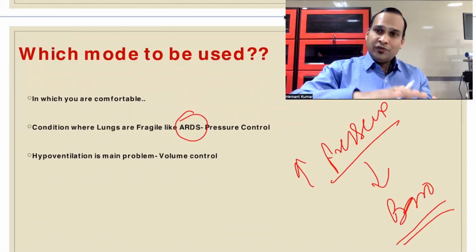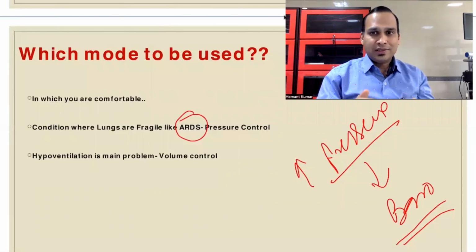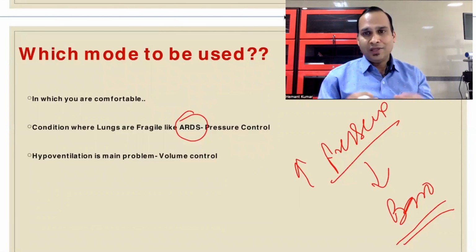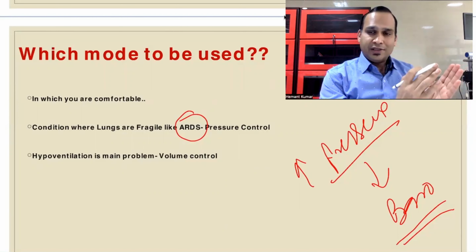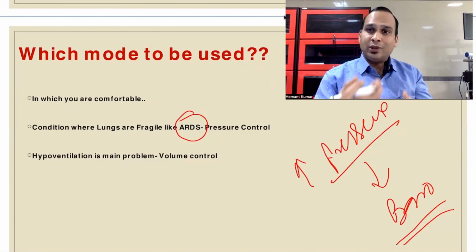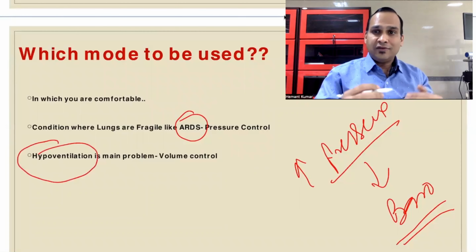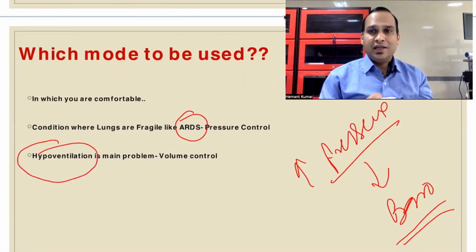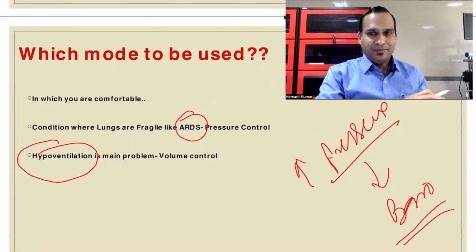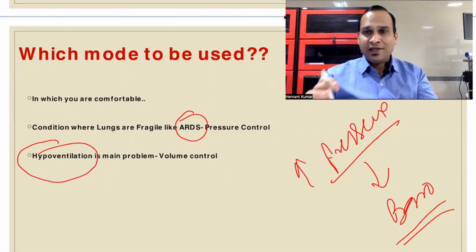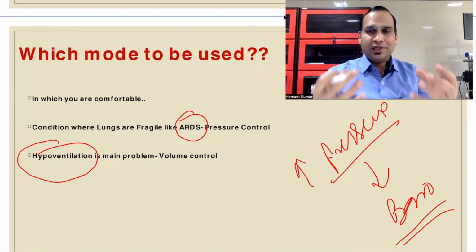So in case of ARDS, pressure control is the ventilator mode of choice because we are giving a limit pressure to prevent barotrauma. In a patient with hypoventilation, where ventilation is the problem and the patient is not getting enough minute ventilation, you have to keep tidal volume constant. We have to calculate how much ventilation the patient requires, how much minute ventilation. Accordingly, we have to set volume, we have to set respiratory rate.